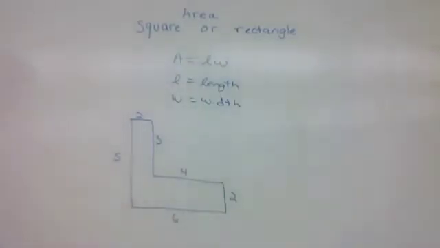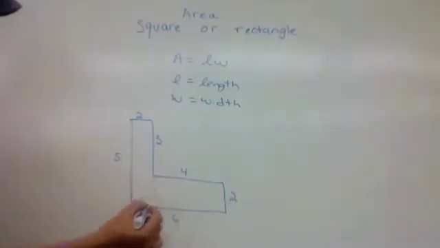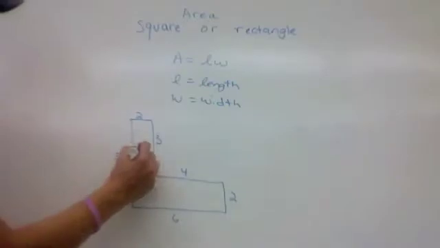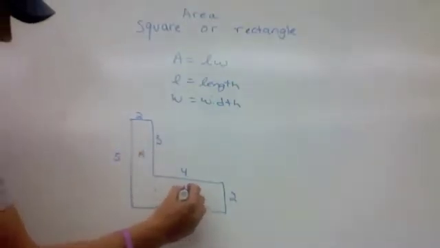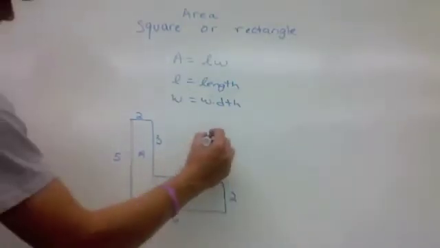So when we look at this, let's take this figure for instance. We have a figure here that looks like an L-shaped figure. What we can do is dissect this figure into two different rectangles, rectangle A and rectangle B. So we're going to first find the area of rectangle A.